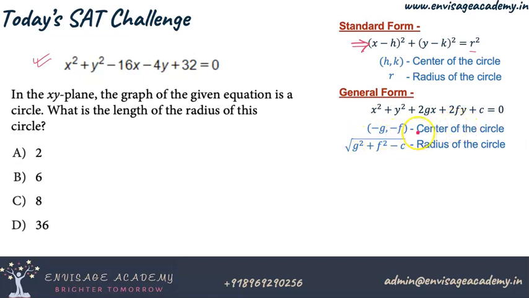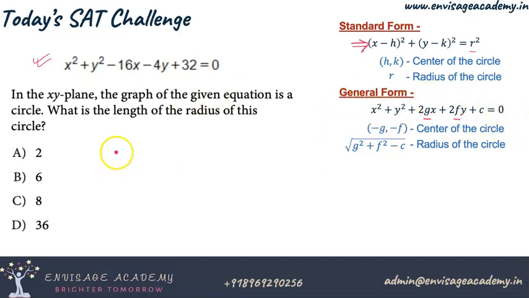Now, the center is given by minus g comma minus f. G taken from here, f taken from here. Now, to find the radius of the circle, you will be using this formula, that is square root of g square plus f square minus c. Now, the next task that we have is we want to compare this question and this general form.